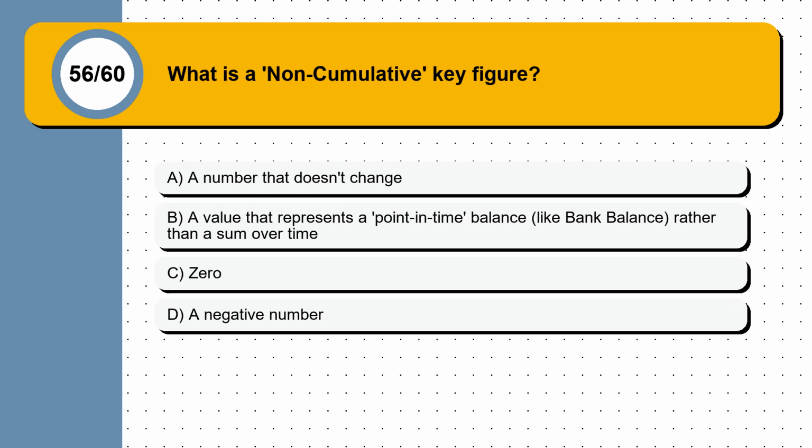Question 56. What is a non-cumulative key figure? Option A, a number that doesn't change. Option B, a value that represents a point-in-time balance, like bank balance, rather than a sum over time. Option C, 0. Option D, a negative number.